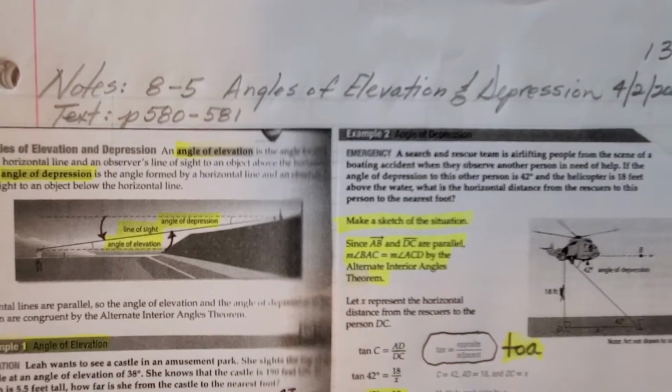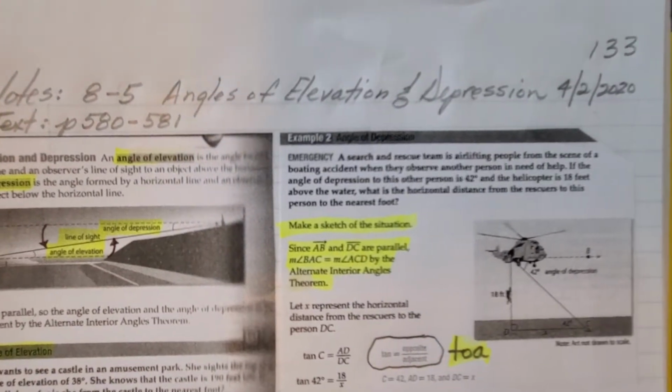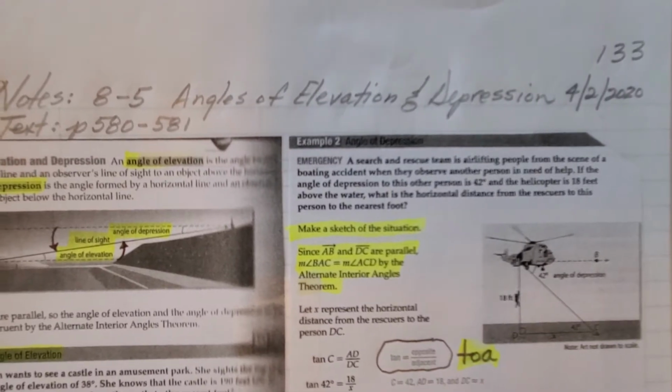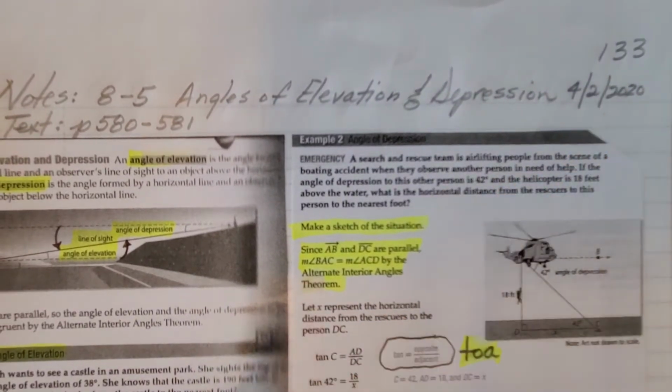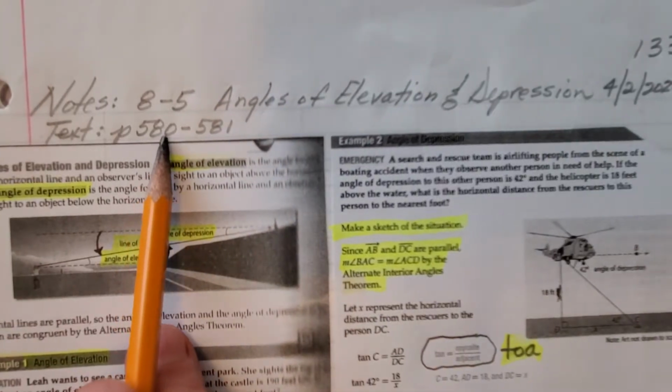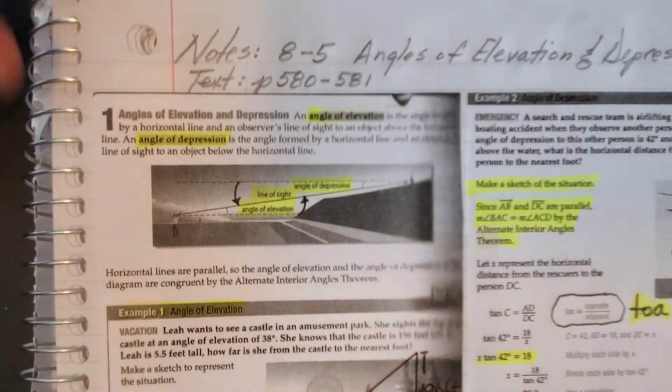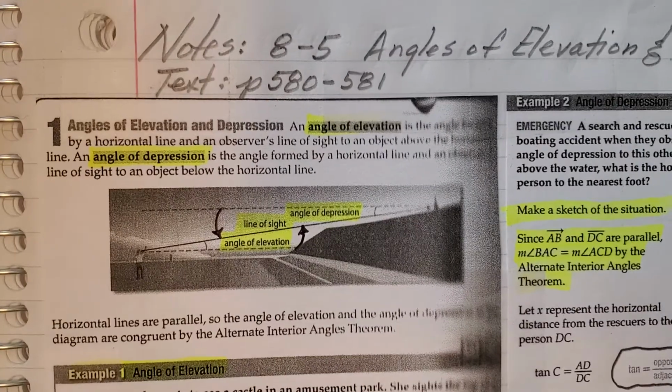Okay, Thursday's 8/5, angles of elevation and depression for 2020. This is for Thursday and Friday, page 133 right up there. In the text, it's 580 through 581. I'm going to zoom in a little bit so you can see what we're doing, and do the left side, then the right side, okay?